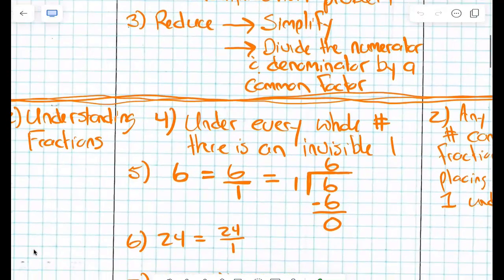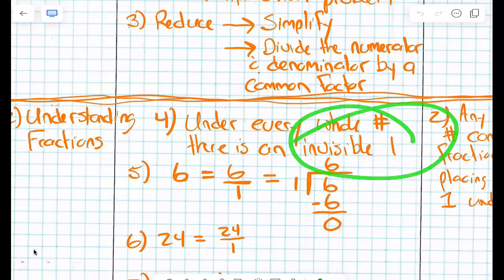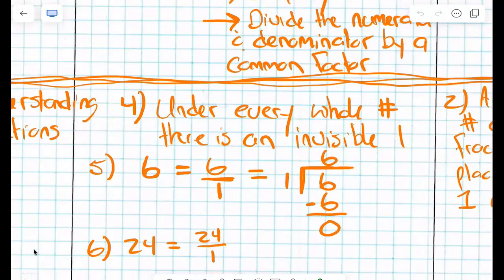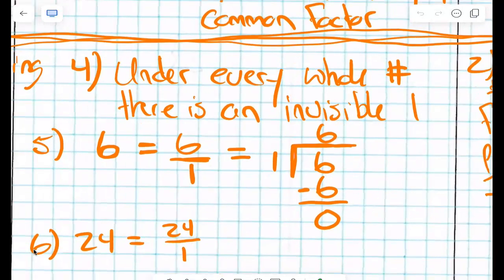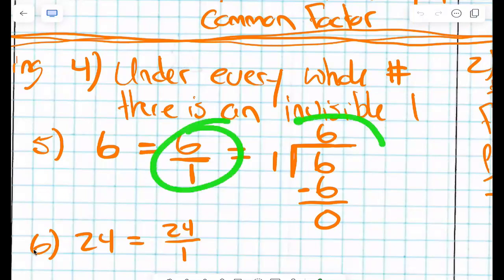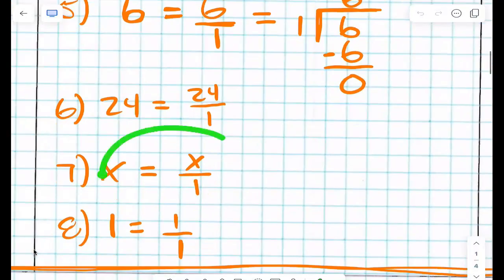All right, understanding fractions. Under every whole number, there is an invisible 1. So we have the number 6. If I said turn 6 into a fraction, you would simply write a fraction bar and a 1, yes? Because we know a fraction is a division problem. And if we take that fraction 6 over 1 and divide it, you get back to 6, yes? Can the same thing work with a variable? Yes, just put it over 1.